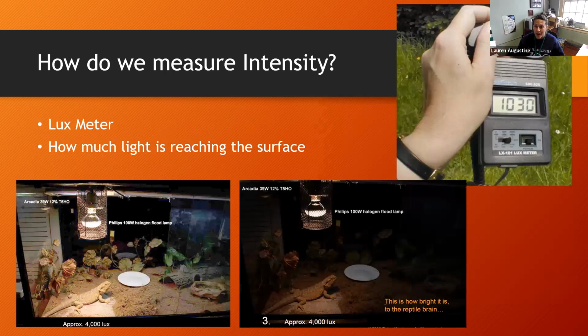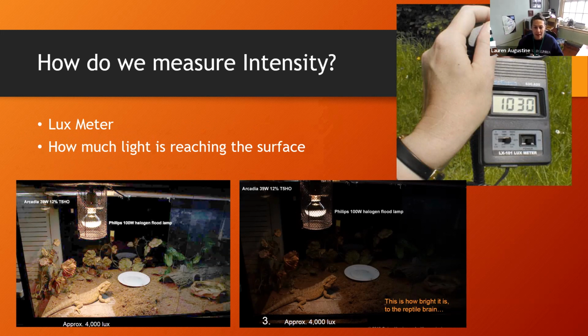So how can we measure that? We can use a lux meter to measure light intensity. I have a lux meter also, just in case anybody is interested in this. Basically what we're looking at is how much light is reaching the surface, and that's how we can read the intensity of our bulbs. And then this is really cool.